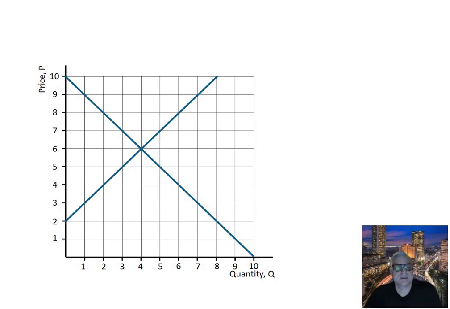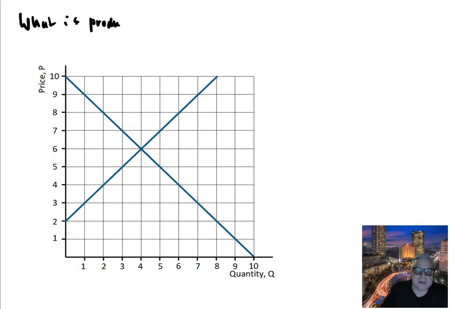Okay, so the next question is then obviously what is producer surplus? So now what is producer surplus? We have the same demand and supply scenario, and again the equilibrium price is 6 and the equilibrium quantity is 4.